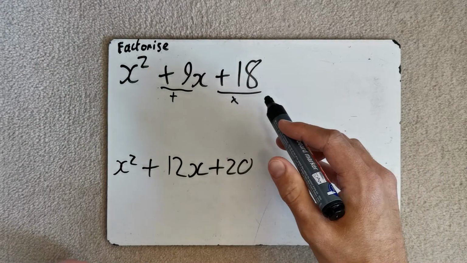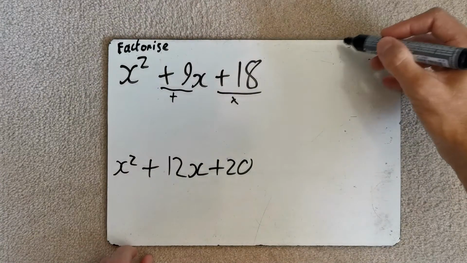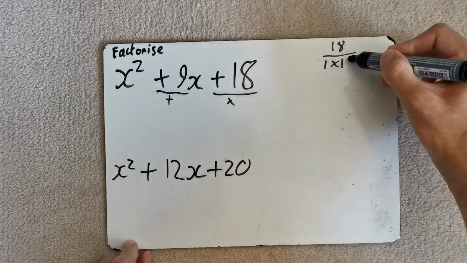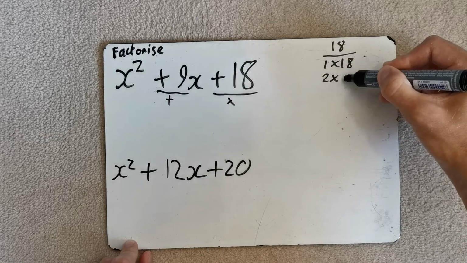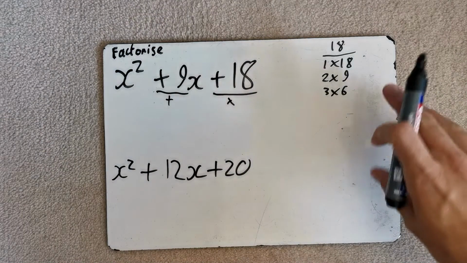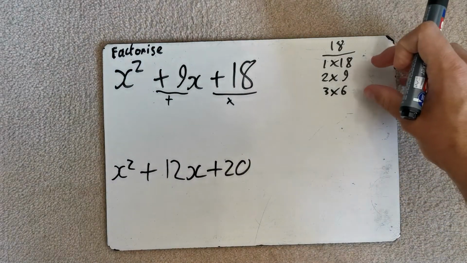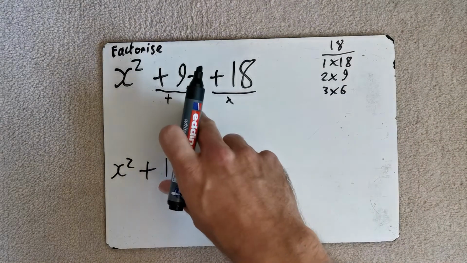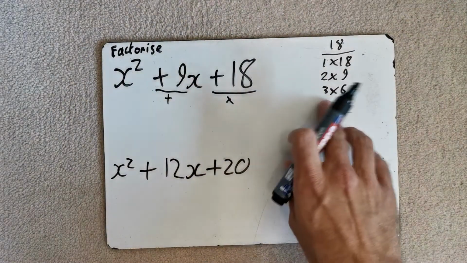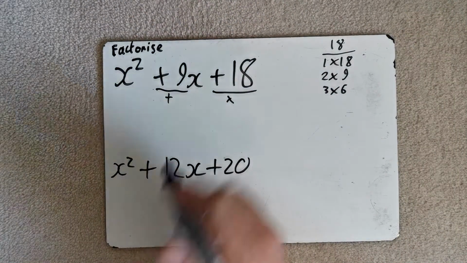Okay? So let's figure out what multiplies together to make 18, shall we? Let's list some of the factors of 18. We could have 1 times 18, 2 times 9, and 3 times 6, okay? And you've got to have a look and see which of those pairs adds up to make that middle number. 1 add 18 is, of course, 19. 2 add 9 is 11. 3 add 6 is our 9, okay?